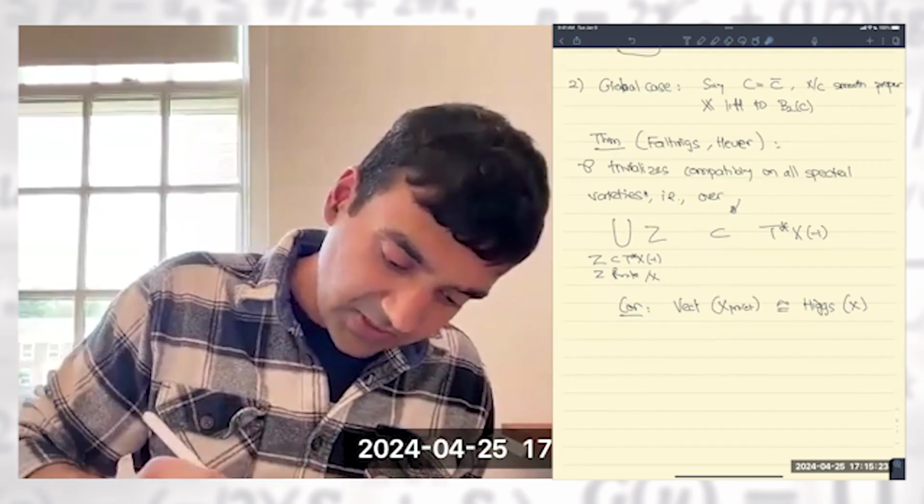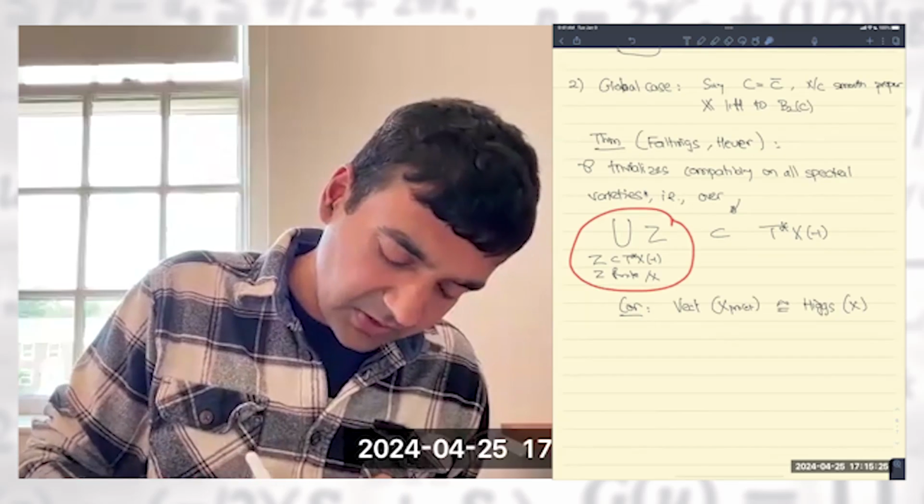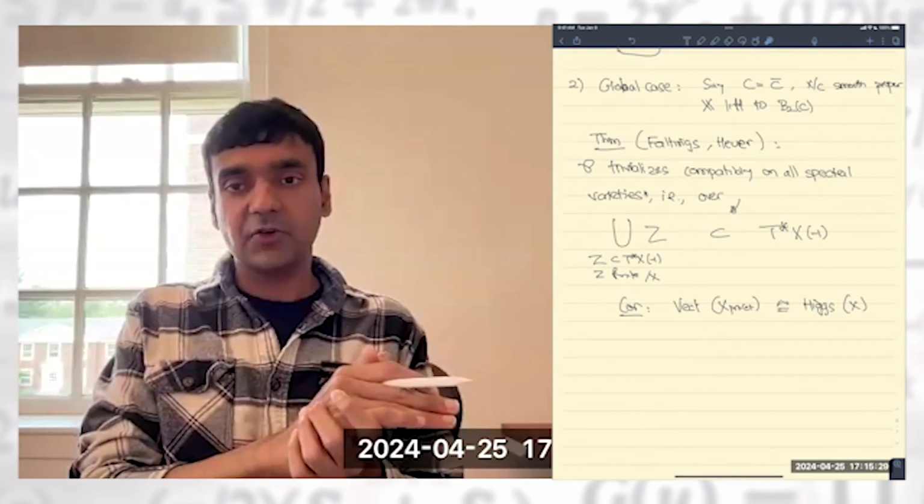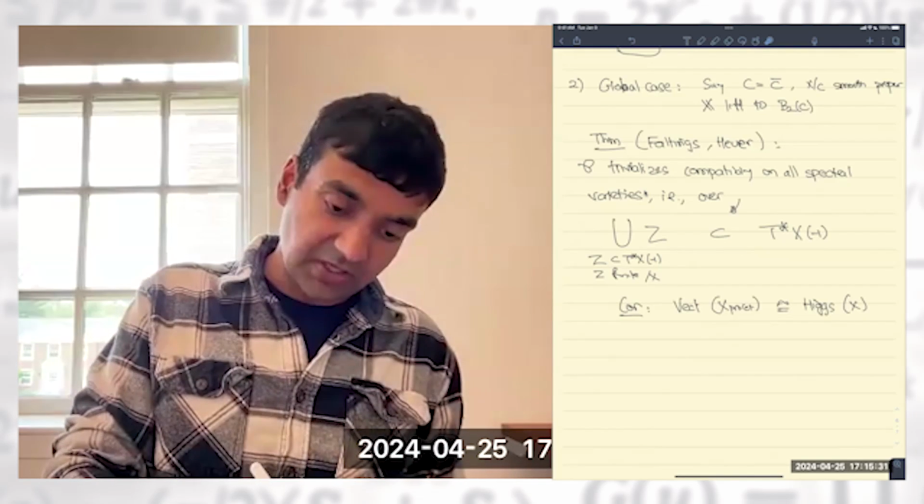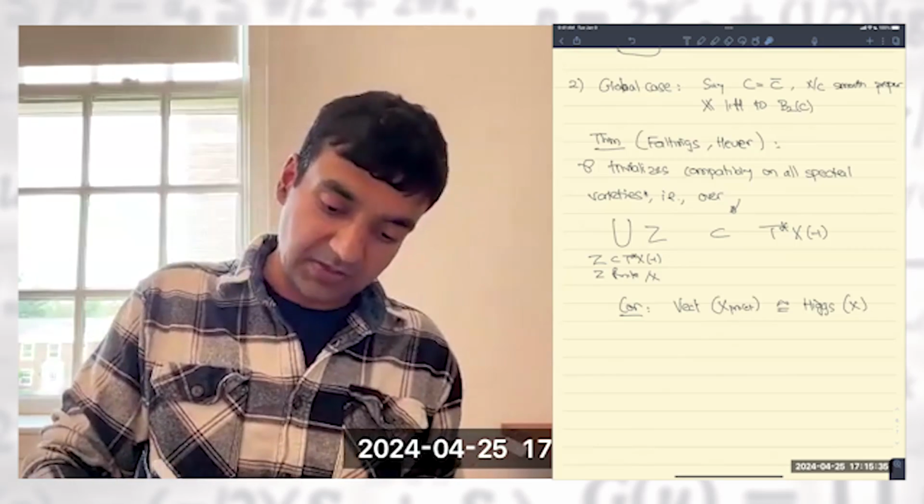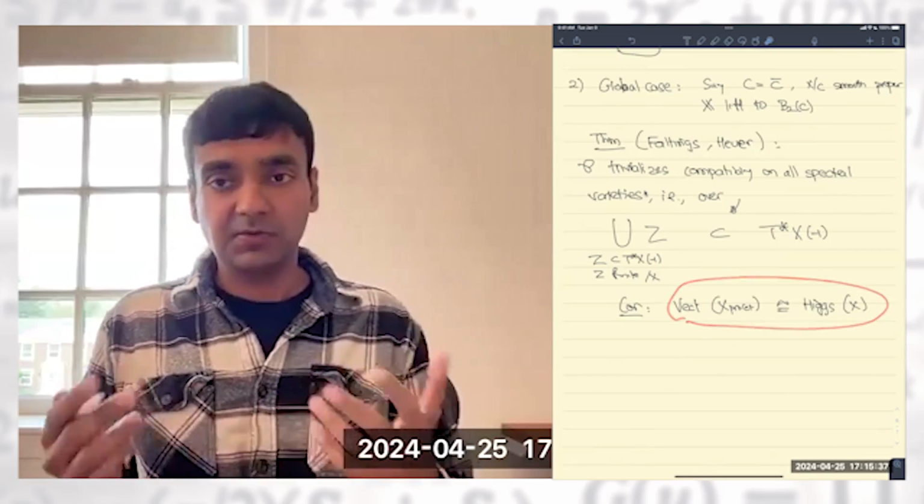Maybe one thing I should have said is, this subset over here is really a group. If you have two spectral varieties and you add them, you get another spectral variety. And so this trivialization can be chosen compatible with the group structure, which means that this equivalence will actually be a tensor equivalence.